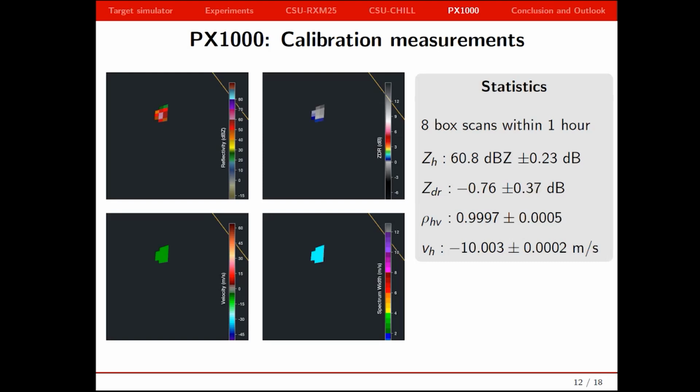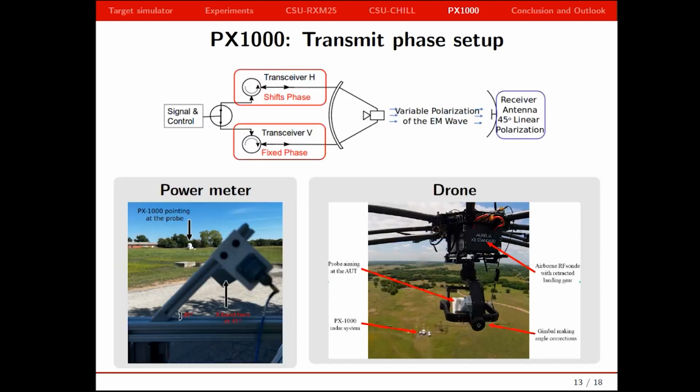But actually, the main focus of the campaign in Oklahoma was not the calibration of the reflectivity, but we were interested in the determination of the differential phase on transmission. And those of you who have attended the AMS Radar conference in August probably have already seen some of these figures, but sorry for that, I will just quickly repeat some of these explanations.